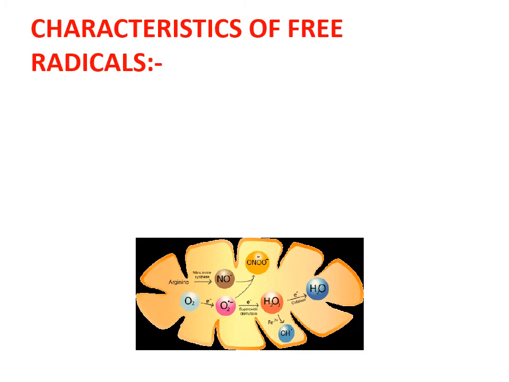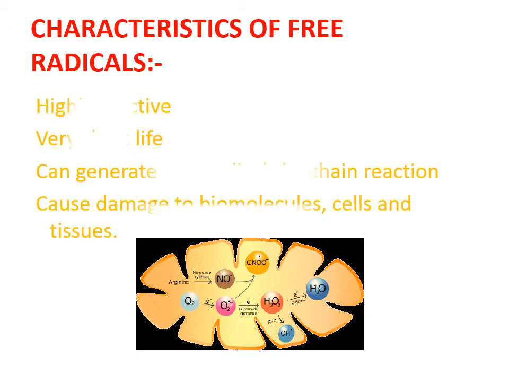Now characteristics of free radicals. What are the characteristics of free radicals? Why are they harmful to us? They are highly reactive, they have a very short half-life, and they can generate new radicals by chain reaction. They cause chain reactions, that is, one radical produces another, another will again produce a third radical, third, fourth, or many such radicals, and in this way the chain reaction is formed and all these radicals are harmful.